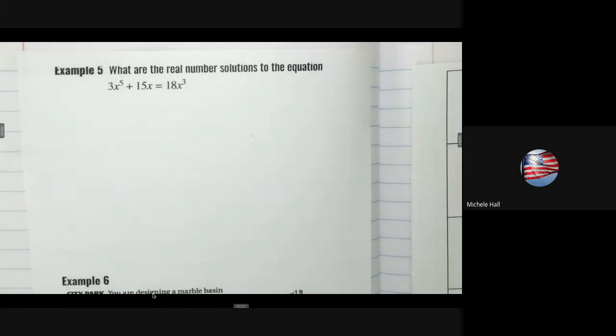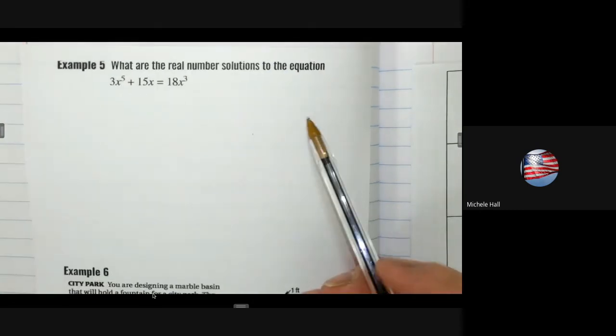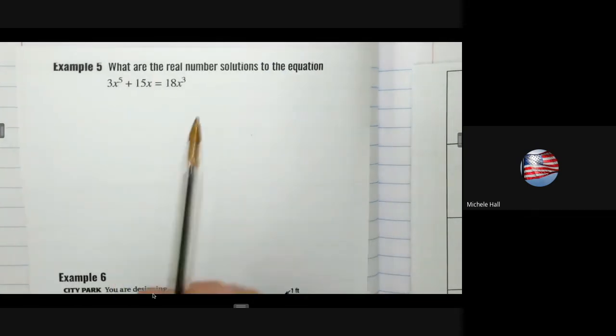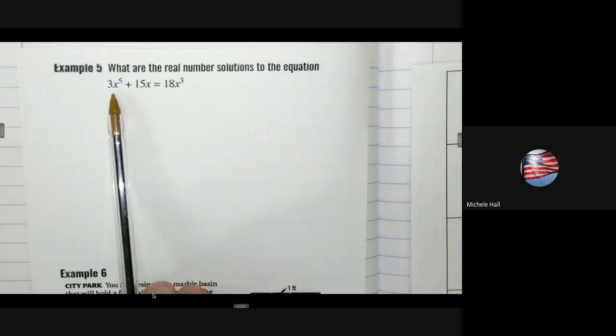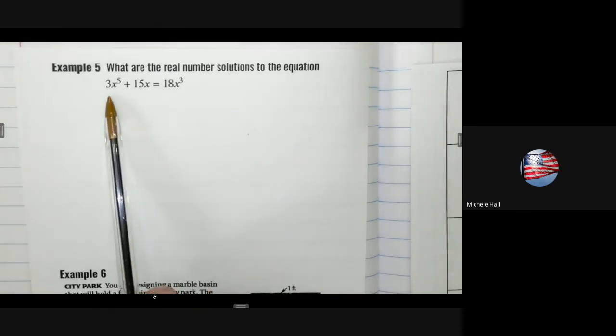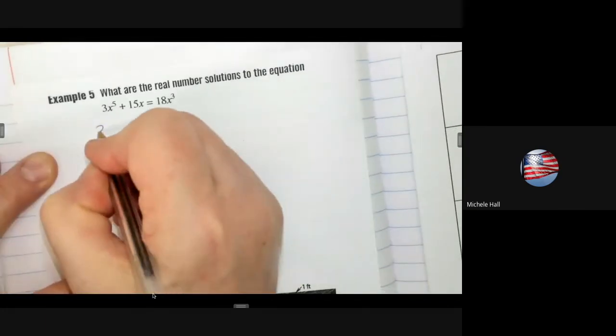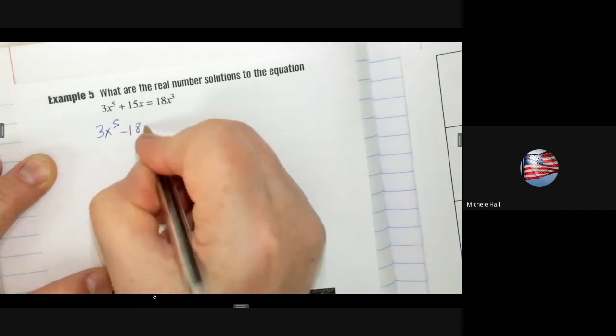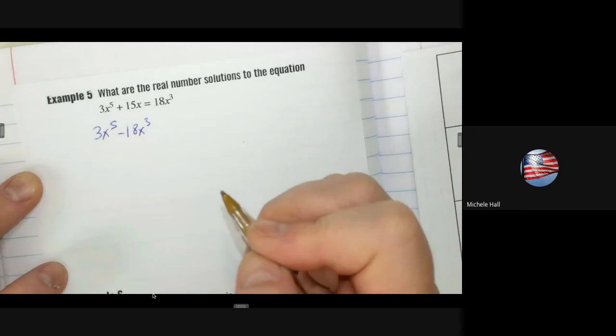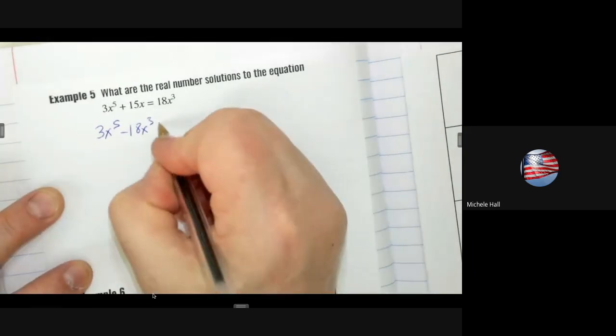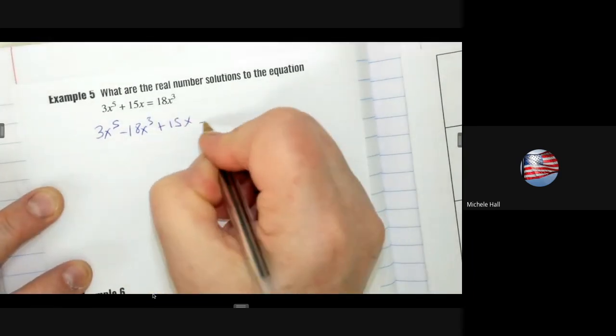Example 5. What are the real number solutions to the equation? We know that we would like to shift everything to one side. Where's my highest degree? X to the fifth. And my leading coefficient is positive, so I'm going to move my 18x cubed to the left. So that would be 3x to the fifth, and then a negative 18x cubed, positive 15x, and that equals 0.